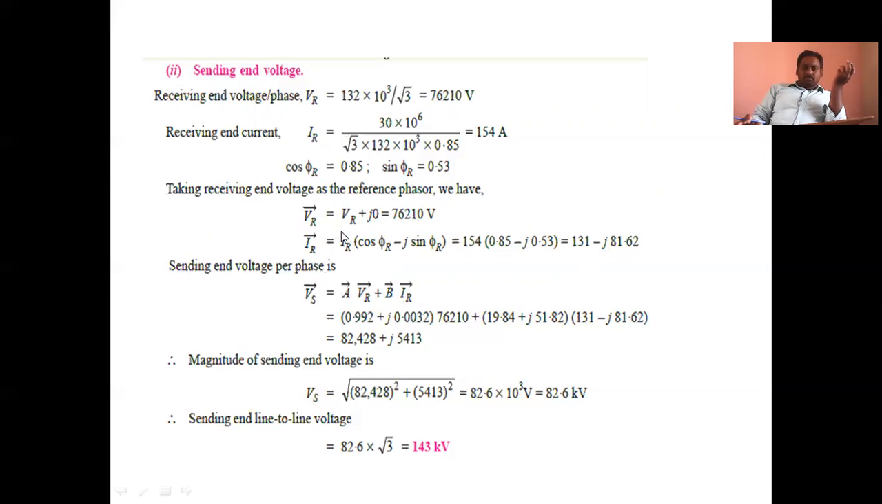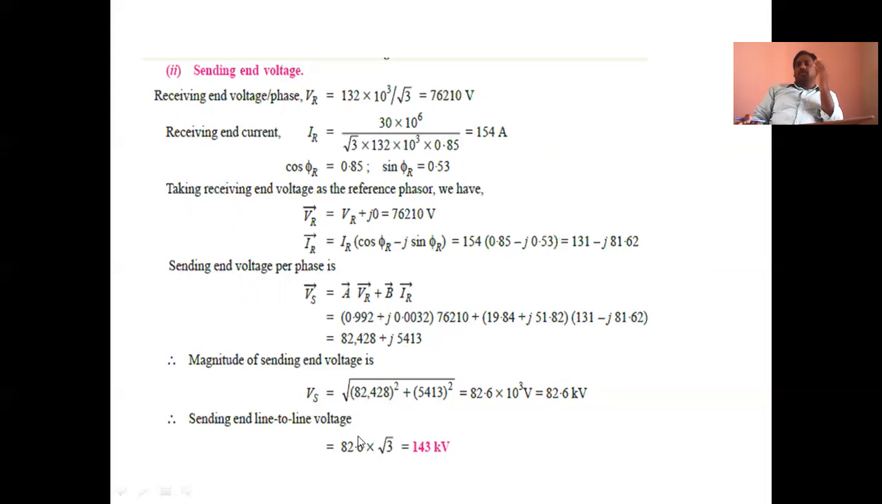So this is the Vs value, where the Vs value is the magnitude of the sending end voltage. So A into VR is 76,210 into the A value, multiplied, plus the B value, and IR is 131 minus j 81.62. So then finally this is the answer. The magnitude is the square root of the real part square plus the imaginary part square, 82.6 kV.